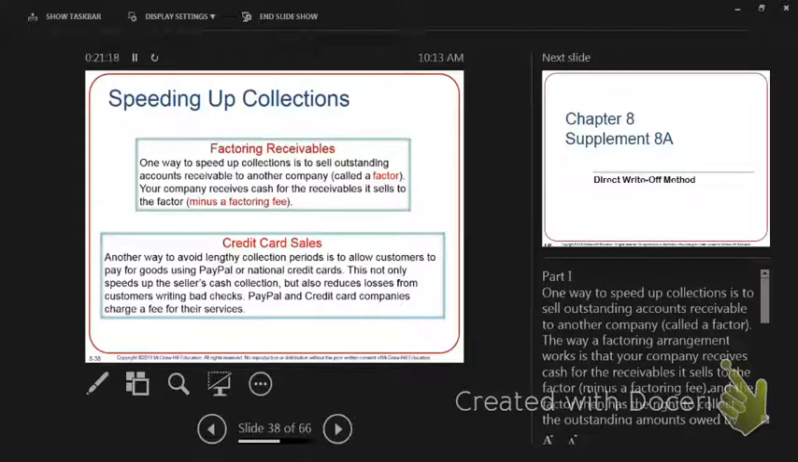But those are all considered cash. Credit cards are not what we're talking about in this chapter. Credit cards are cash, and yes, there is a fee, but why are most companies willing to pay the fee? Because they get their money now.